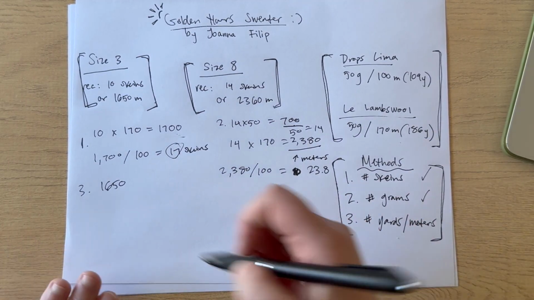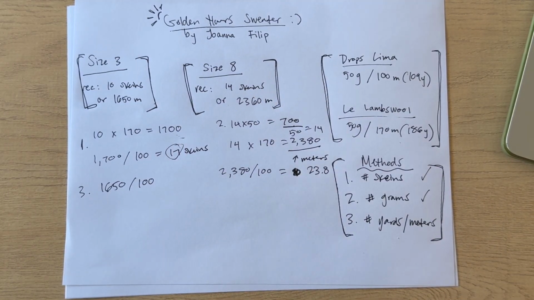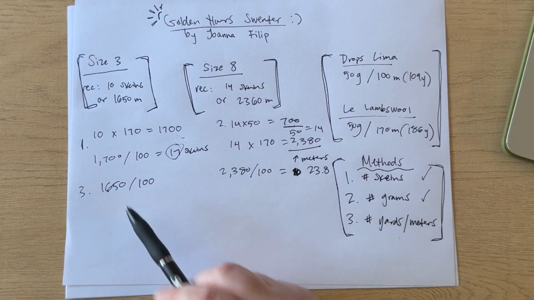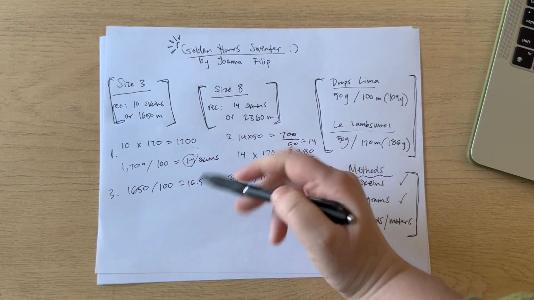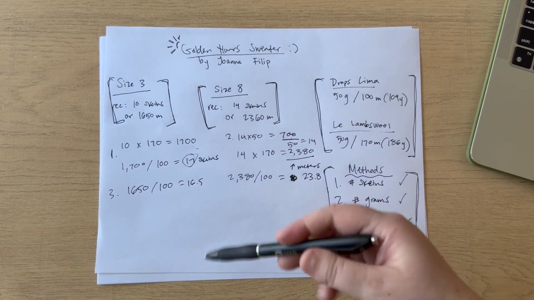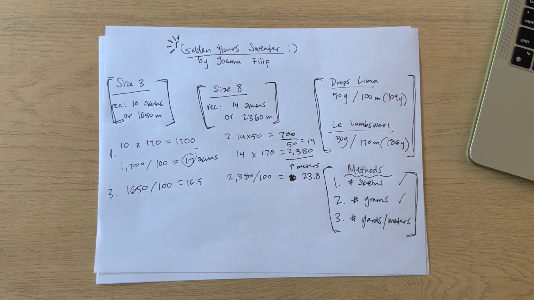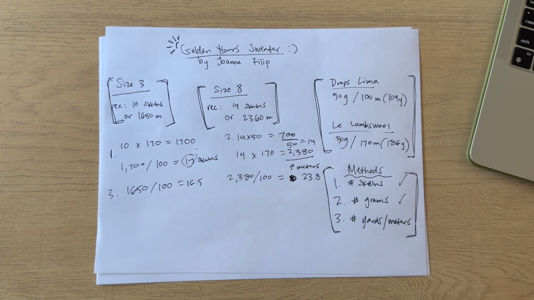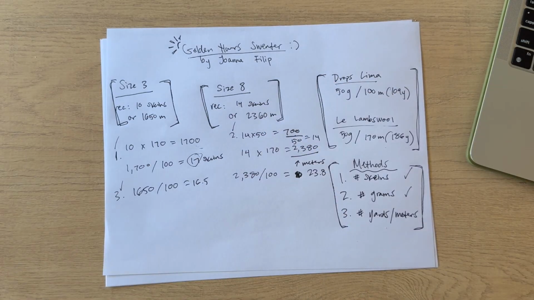Drops Lima is 100 meters per 50 gram skein. So now we can divide this number by 100, and we get 16.5. So we're pretty close, right? Again, the same situation. Do you want to play yarn chicken, or do you want to call it safe? I would be in camp call it safe, but lots of people are in camp play yarn chicken. That personally makes me stressed. Anyways, this is walking you through all 3 steps, and I hope you can read my handwriting.